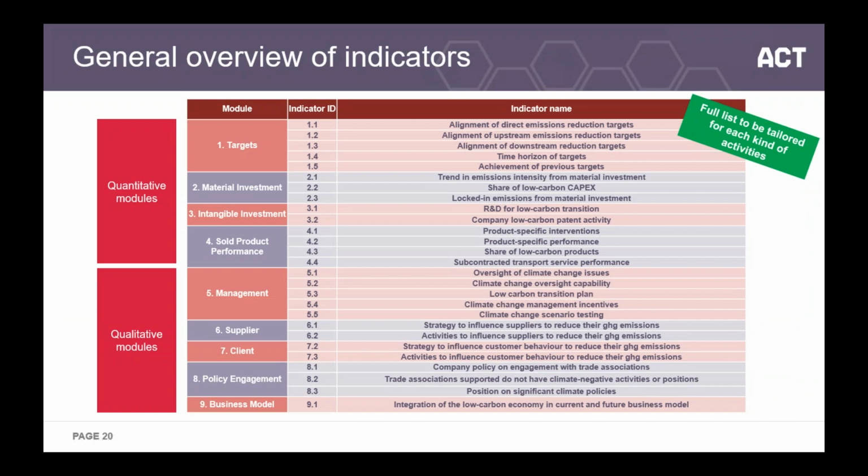Behind the modules, we have a set of indicators. For now, here is just a presentation of the full list of potential indicators that would be available to carry out an assessment. And these indicators will be tailored based on what I was just presenting before. It will finally be around 15 or 20 indicators that will enable us to concretely assess how ready the company is and how aligned the company is with the low carbon transition.